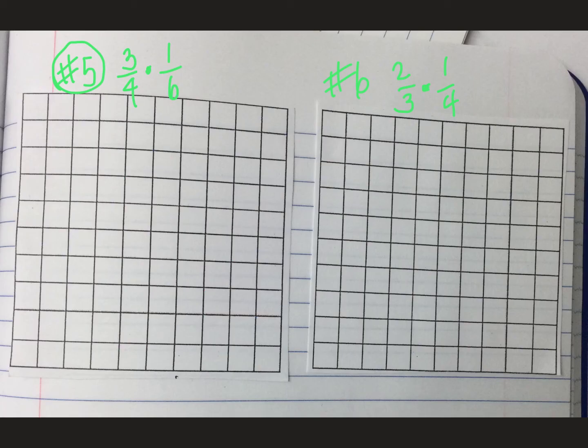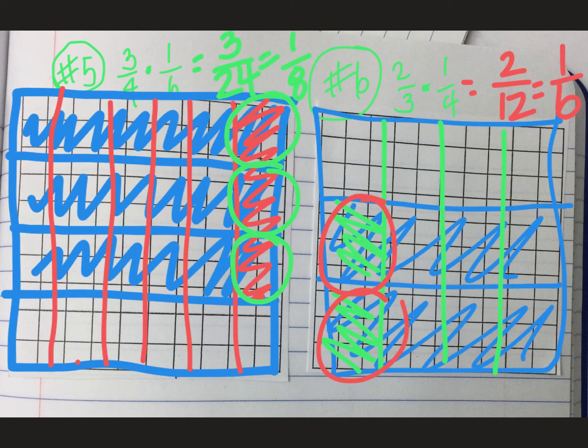Okay, so the last two that you're going to do is 3/4 times 1/6 and 2/3 times 1/4. Go ahead and try those two and see what you get. Pause the video. So here's how we solve these problems. We have 3/4 times 1/6 is 3/24, which I can then simplify by dividing by 3. And then number 6, 2/3 times 1/4 is 2 out of 12 altogether, which equals 1/6.